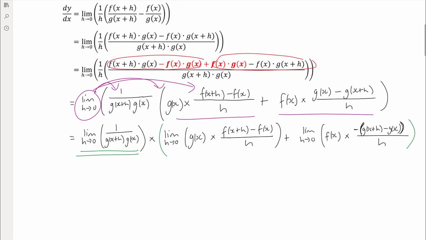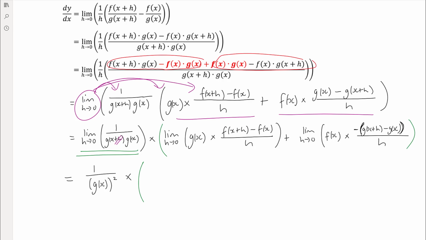Okay, so again, let's look at taking this limit of the thing at the front here. As h approaches 0, there's an h there, that's going to become 0. So we're going to get g of x times g of x. And so it's just going to be 1 over g of x squared, multiplied by all of this that we're working with in here.